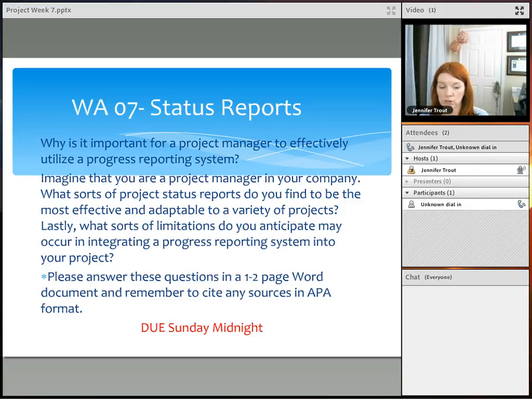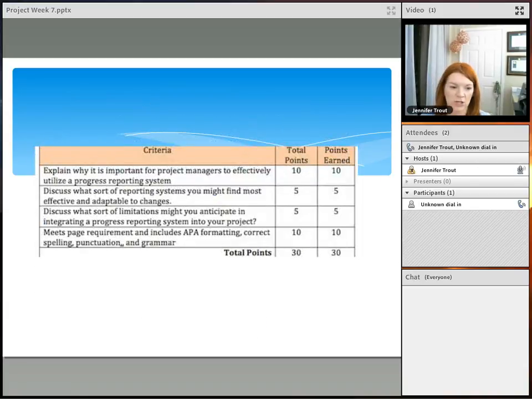This should be about 1 to 2 pages, with APA formatting, proper spelling, grammar, and punctuation, as I labeled out here. Then you discuss those limitations, you discuss the types of reporting systems that you might use, and then you explain why this is important.